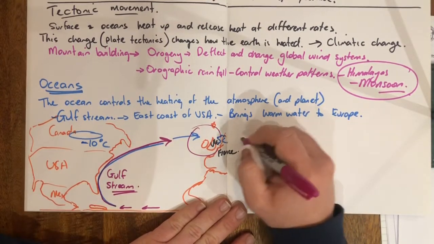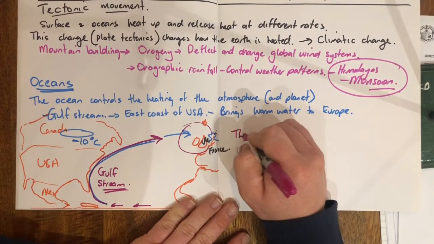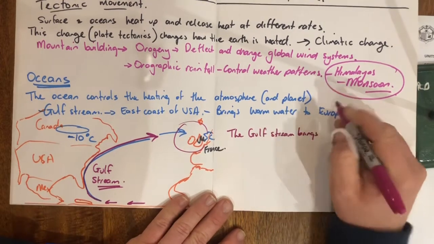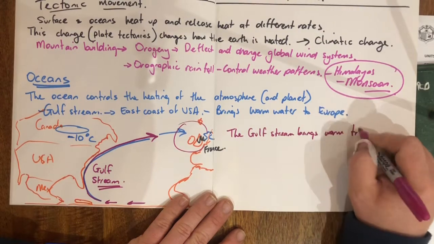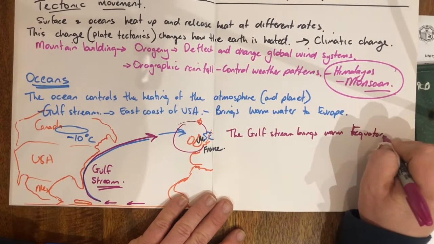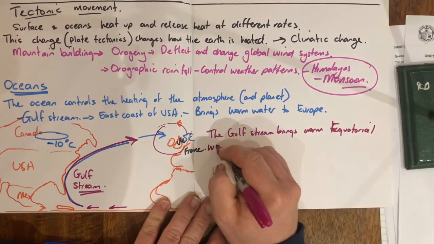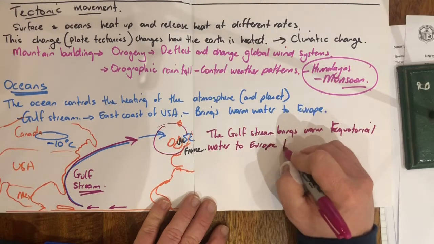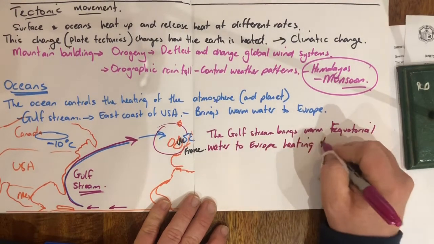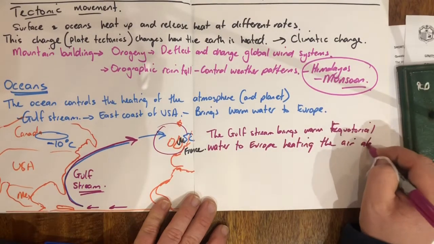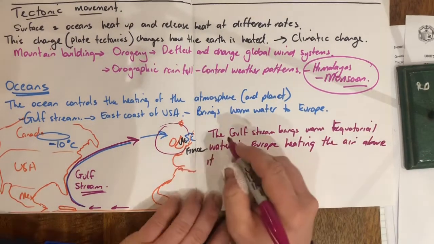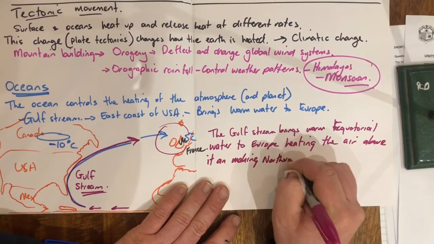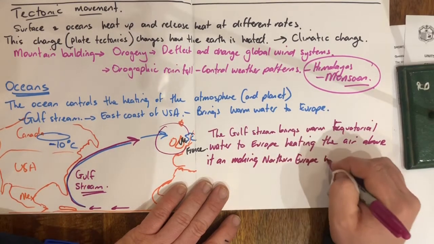So, let's see, I'll write down a little bit about the Gulf Stream. Gulf Stream brings warm equatorial water to Europe, heating the air above it and making Northern Europe warmer.